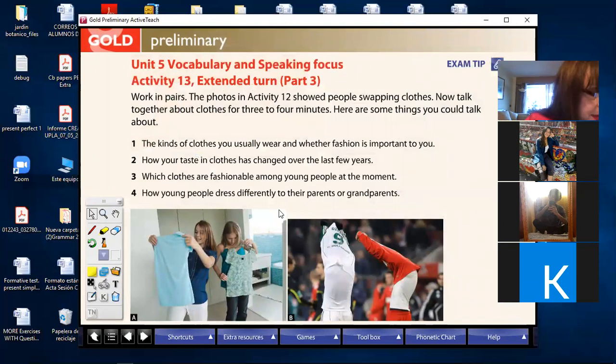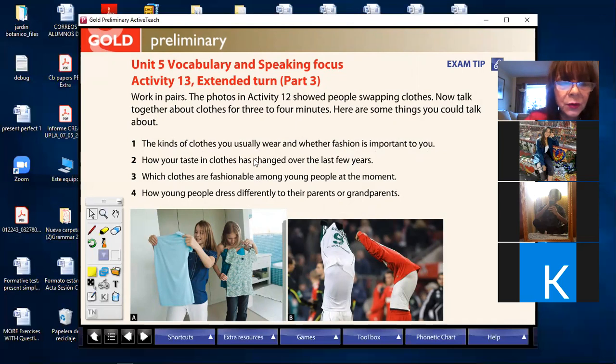This is the last one that says 13. Work in pairs. In activity 12, showed people swapping clothes. Now, talk together about clothes for 3 or 4 minutes. Here, there are things that you could talk about. For example, it says the kinds of clothes you usually wear, or whether fashion is important to you. I asked you this: do you remember when I said, what clothes do you like wearing and don't like wearing? But we didn't talk about whether you think fashion is important to you.